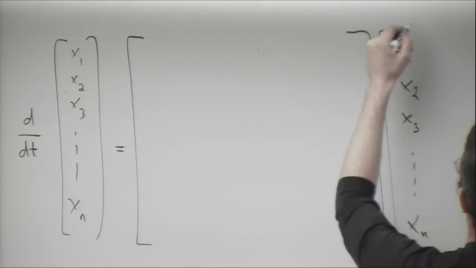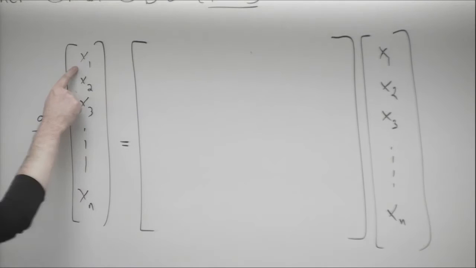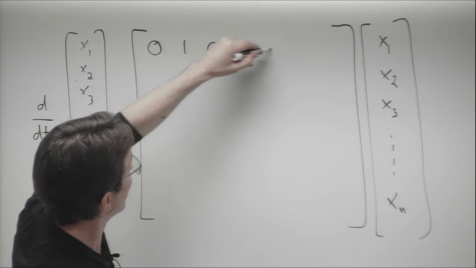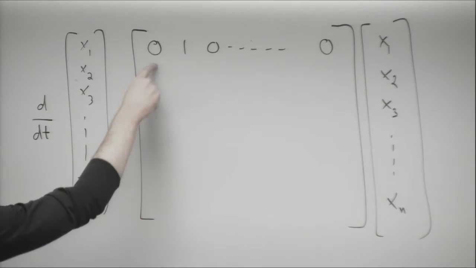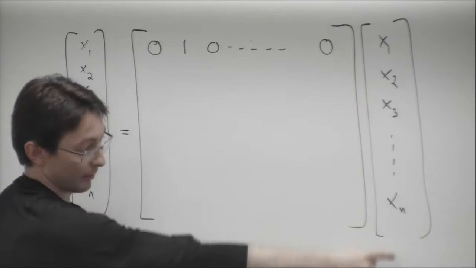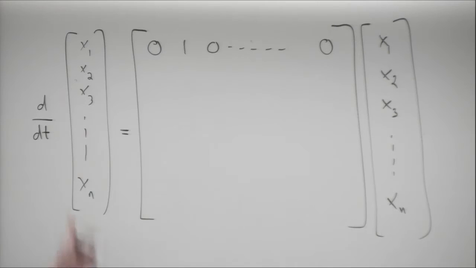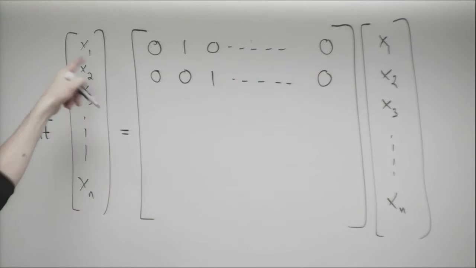Okay? So the first row is pretty simple. x1 dot equals x2. So the row that multiplies this column vector that gives me x2 is 0, 1, 0, then a bunch of zeros. If I multiply this row by this column, I get x1 dot equals x2. That's my first equation. The next equation is x2 dot equals x3, then x3 dot equals x4, and so on and so forth.